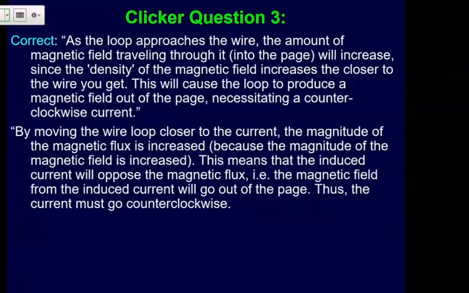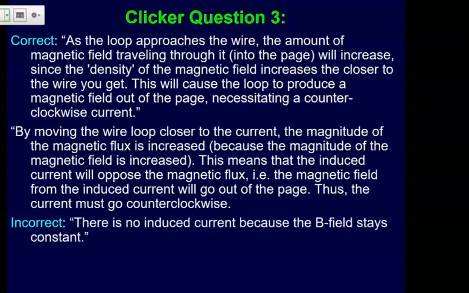So most people, again, they got this right, that their reasoning was pretty good. By moving the wire closer to the current, the magnitude of the magnetic flux is increased. Thus, the current must go counterclockwise. There is no induced current. This is incorrect because the B field stays constant. So I think that was, again, the people who picked A. So they were sort of saying, well, that B field is going in, so it must be staying constant. But it's a little bit subtler than that because you're moving closer to that wire.